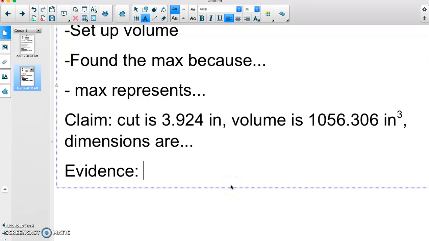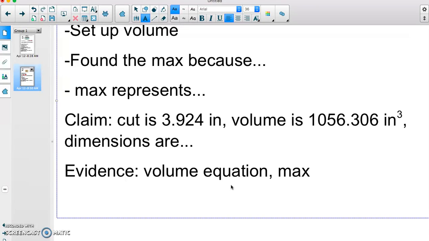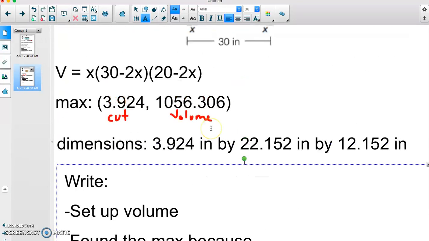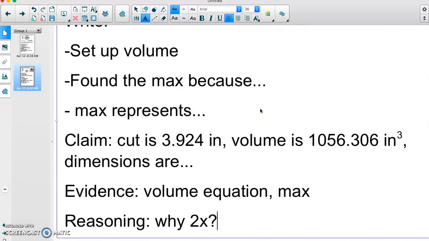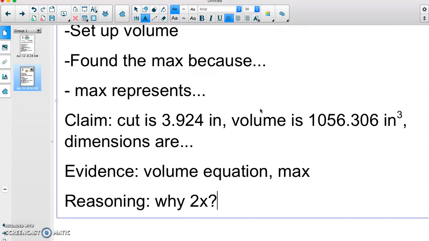Evidence, so what did I need to use to get that claim? I needed to use that volume equation. And I also needed to use the maximum. Reasoning then, so how did I know what to do? Okay, so things you want to make sure you hit on here. Specifically, why 2x? So when I was writing this volume equation, why did I have to subtract 2x? So make sure we're talking about how we started at 30, but when we cut to make that height of the box, we have to cut from both of those ends. Okay, same for the 20 as well.